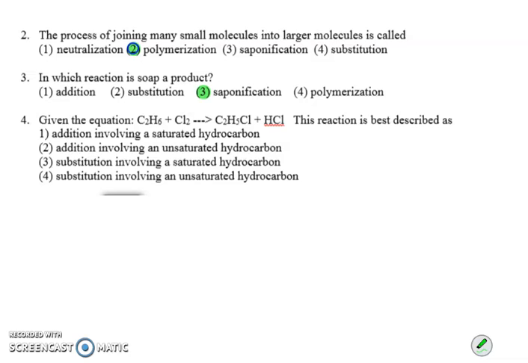Number 4 says given that equation, we have a saturated alkane. We add a chlorine to it. We now have a chlorinated alkane. That is not an addition reaction, but it is a substitution reaction involving a saturated hydrocarbon. We are substituting the chlorine for a hydrogen, and we have to do that because it is saturated.